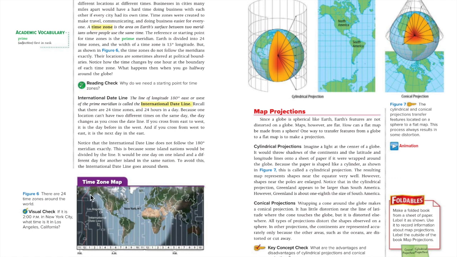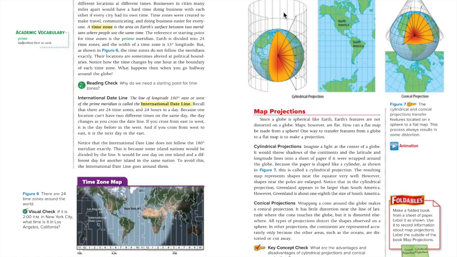So the international dateline, it's kind of hard to see on here, but it's this red line. If you look, you would think it should go straight down, right? No, this one goes over this way, and then it cuts back over this way, and then cuts down again, okay? This is because some of the island nations would be divided by the line. It would be one day on one island and a different day for another island in the same nation. So to avoid this, the international dateline actually goes around them.